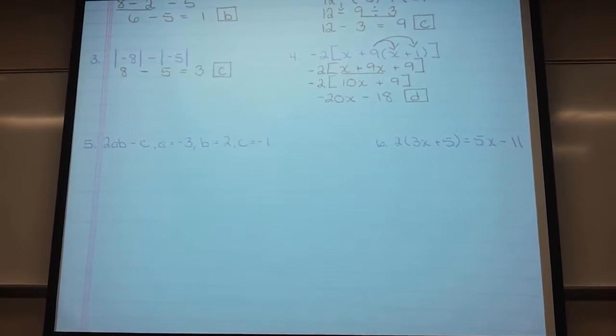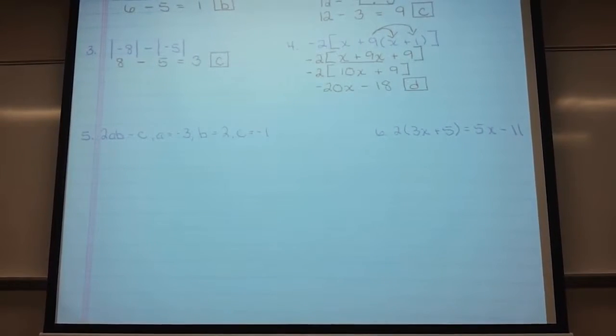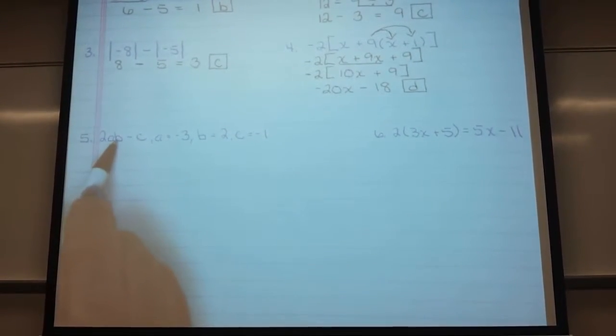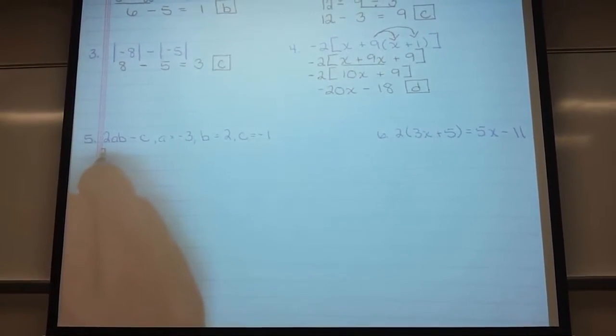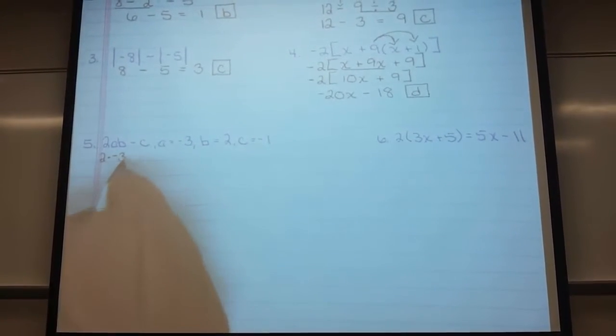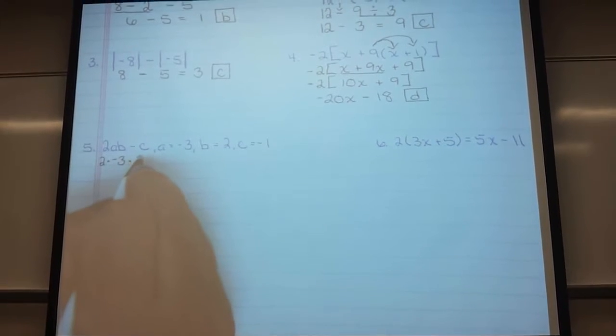The second one, I have to just change my letters to numbers. What operation's in between all of these? Multiplication. So just remember it's multiply. So I've got 2 times my a is -3. You could put parentheses instead if you want. Times my b is 2.